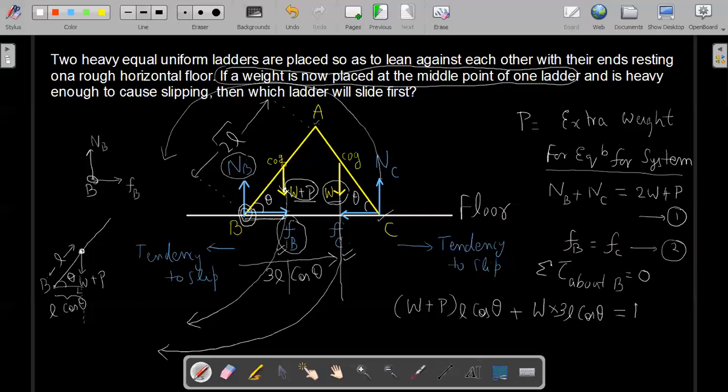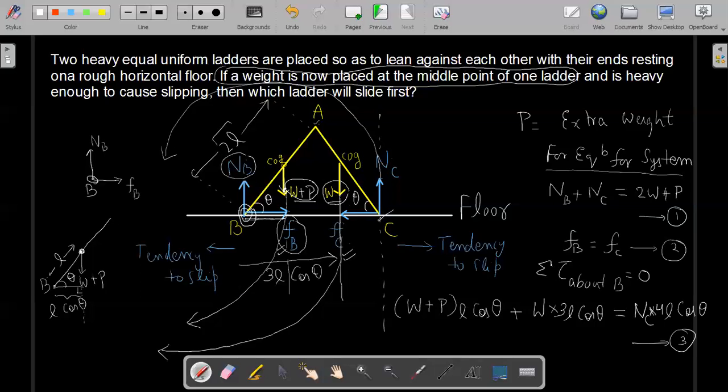So that has to be NC multiplied by the perpendicular distance of the line of NC, that is the vertical line at point C, the distance of that vertical line from point B. I write it 4L cos theta, and I leave this working for you, that why it will be 4L cos theta. So that is your third equation.